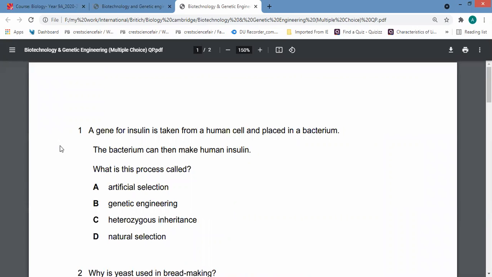First, a question about the gene for insulin. It's taken from a human cell and placed in a bacterium. The bacterium can then make human insulin. What is the process called? Muhammad Mahmoud, do you hear me? Genetic engineering. Genetic engineering, yes.